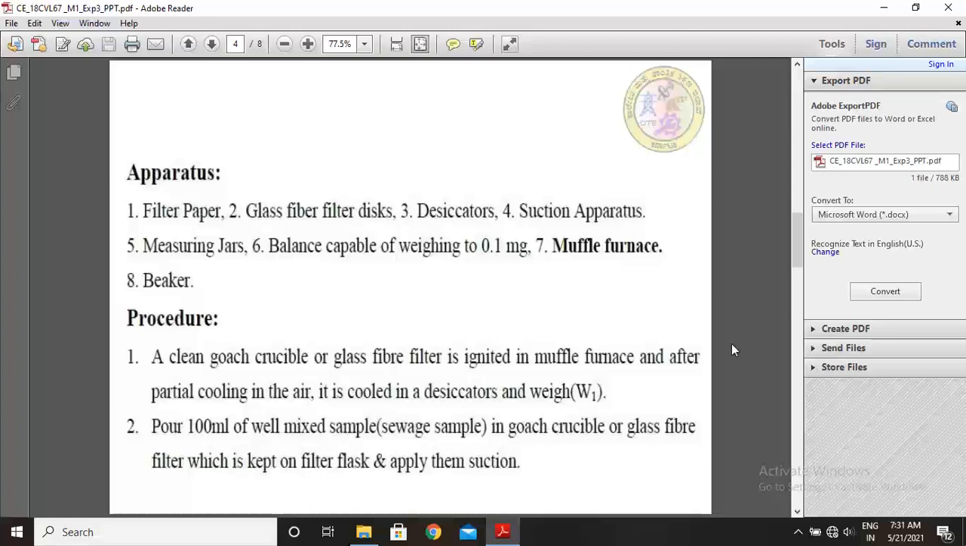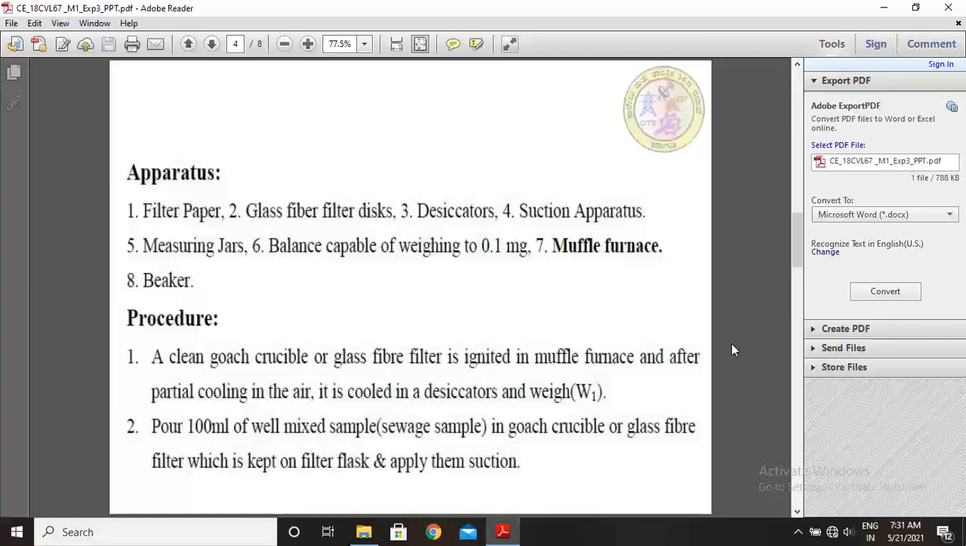Next, procedure. How to conduct this experiment for the given samples. First step, you take a clean gauge crucible or glass fiber filter. A clean gauge crucible or glass fiber filter is ignited in muffle furnace, and after partial cooling in the air, it is cooled in a desiccator and weighed, W1 in grams.